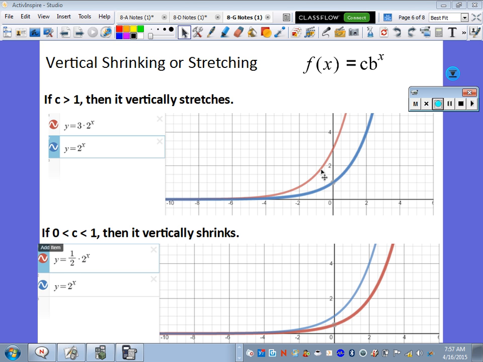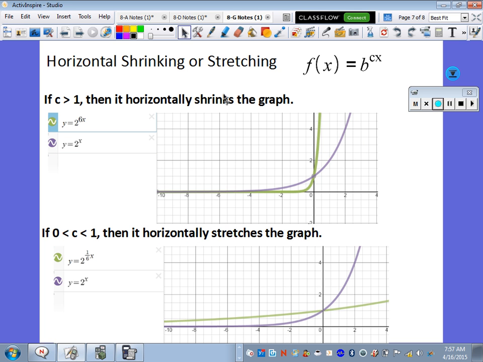And then here, if you leave B but you change X, with the purple being your parent function, you're horizontally shrinking it, and here you're stretching it horizontally, okay? So that's kind of how that works. And then this is just a sum up if you want to do that, okay? And then we have one more.